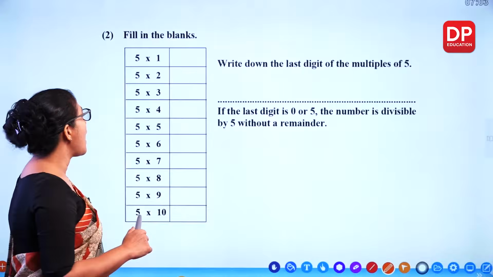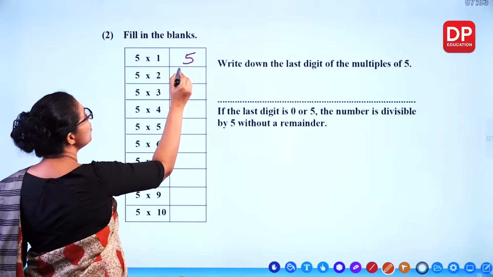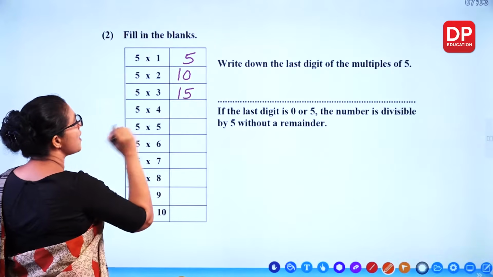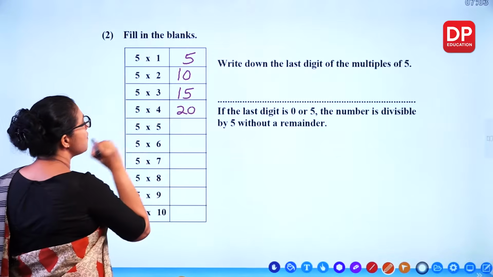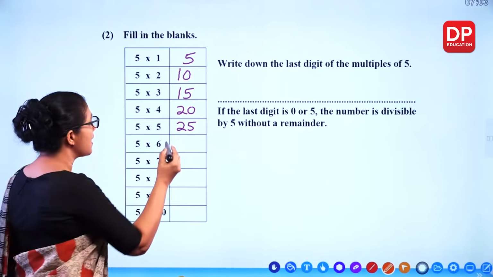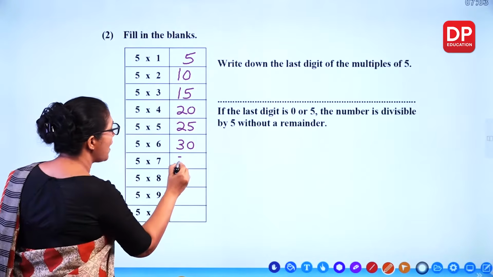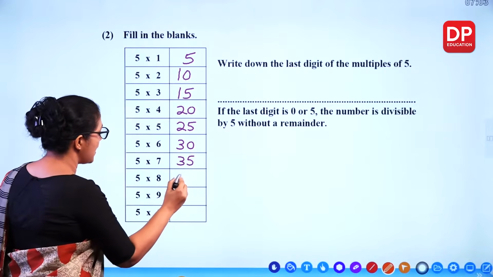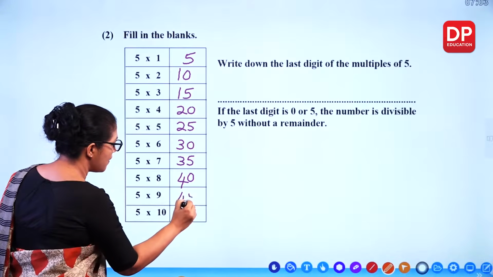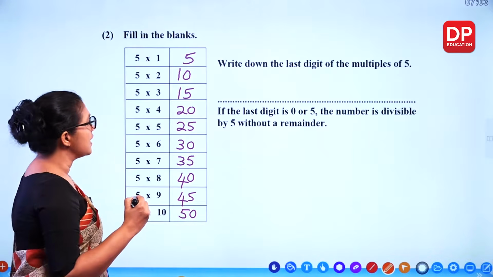Multiples of 5. 5 times 1, 5. 5 times 2, 10. 5 times 3, 15. 5 times 4, 20. 5 times 5, 25. 5 times 6, 30. 5 times 7, 35. 5 times 8, 40. 5 times 9, 45. And 5 times 10, 50.